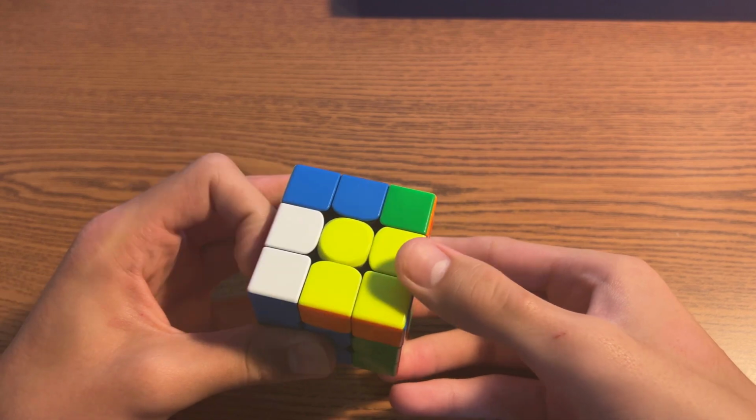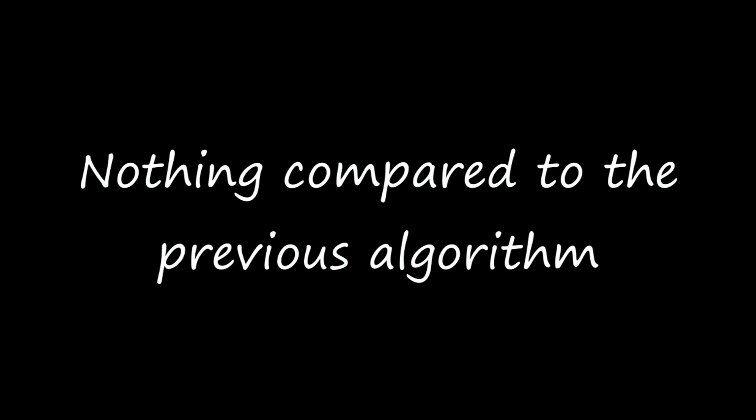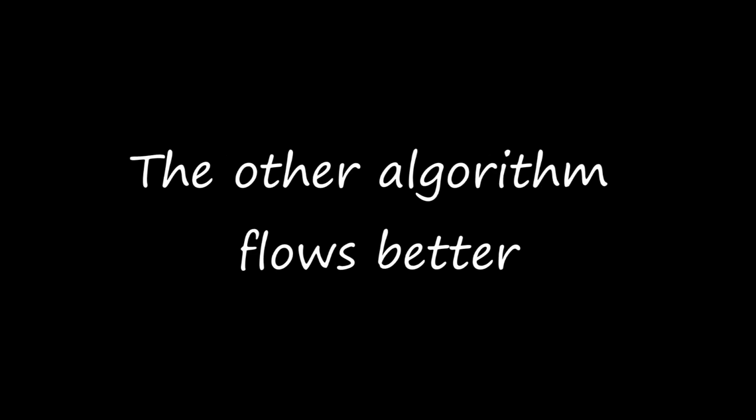For the fourth algorithm, it flows very well, but nothing compared to the previous algorithm, which also had a 6-to-5 ratio. I think the reason why the other algorithm flows better is because it just feels way more natural to turn with my wrist compared to this one, where I almost have to put my wrist in a weird spot to finish the algorithm. This also makes it difficult to complete AUF afterwards.